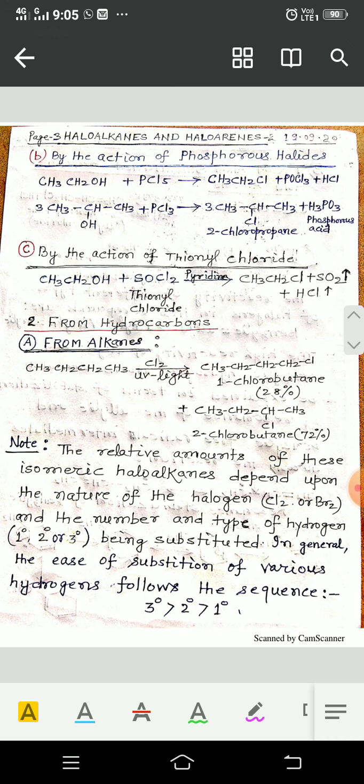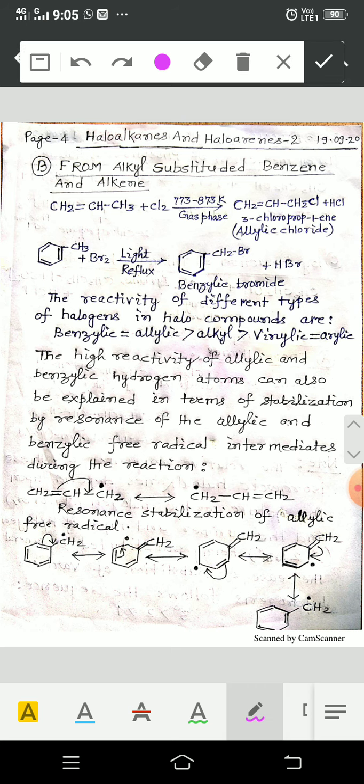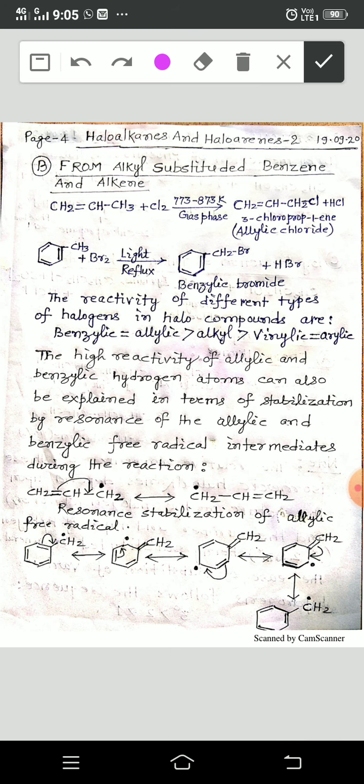Now on the fourth page, haloalkanes and haloarenes are prepared from substituted alkenes and benzene. The substituted alkene may be of two types: one is vinylic, another is allylic. And substituted benzene will be of two types: one is benzylic, another is allylic.